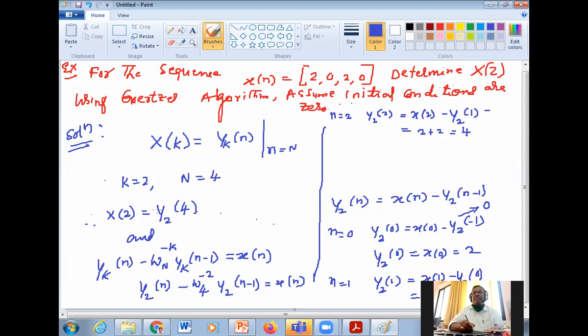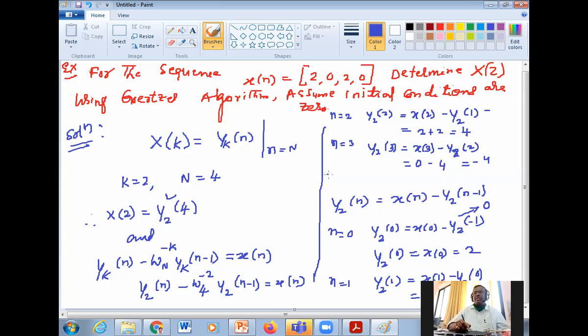Then at n equals 3, we need to go till the value of y2 of 4, which is what we are expecting. At n equals 3, y2 of 3 is equal to x of 3 minus y2 of 2. X of 3 is 0 here, minus 4, so we get the answer as minus 4.